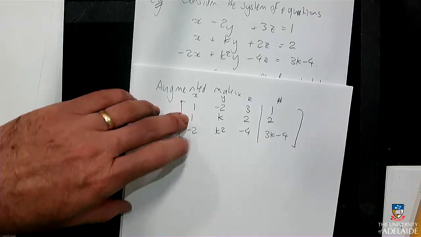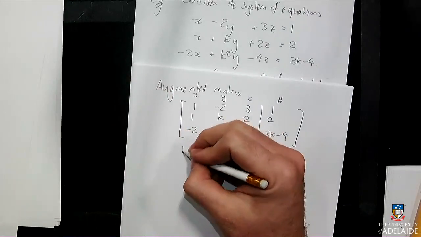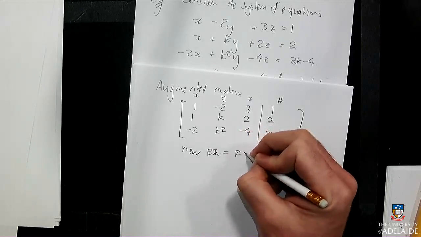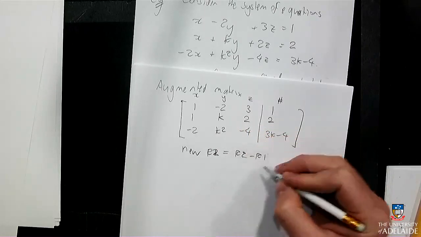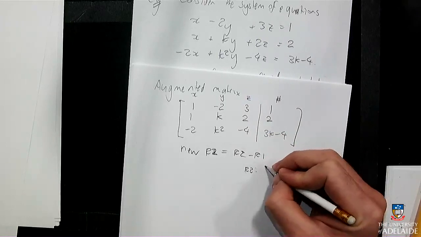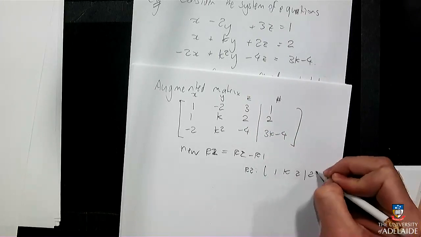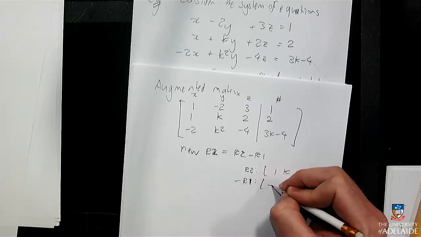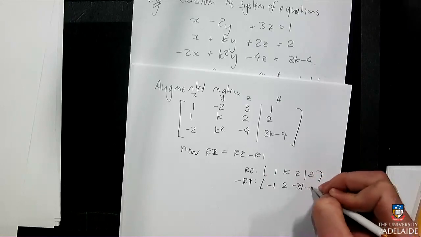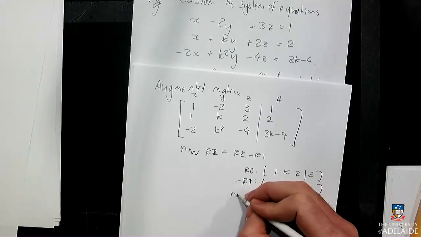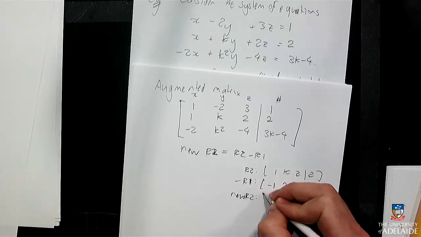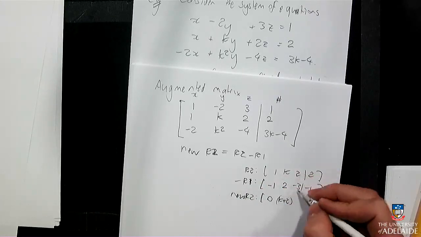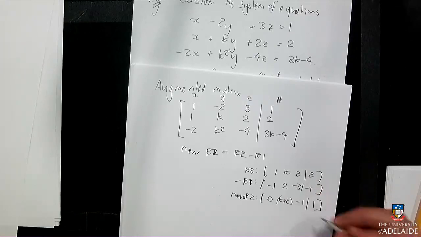So I will make a 0 here and here first. So my new row 2 will be my old row 2 minus row 1. That'll do it. So this is what row 2 used to be, 1, k, 2, 2. This is what minus row 1 is, minus 1, plus 2, minus 3, minus 1. And so my new row 2 is 1 minus 1 is 0, k plus 2 is k plus 2, 2 minus 3 is negative 1, 2 minus 1 is 1.